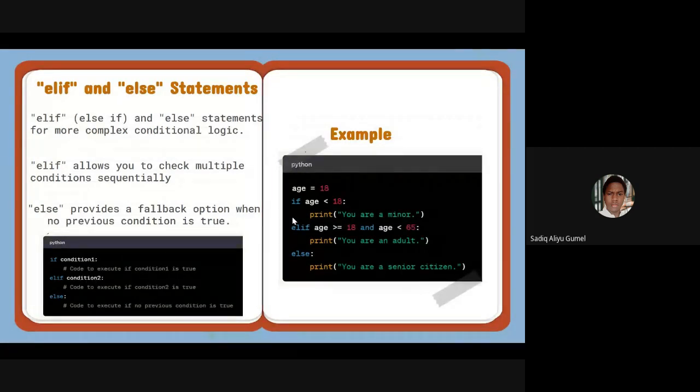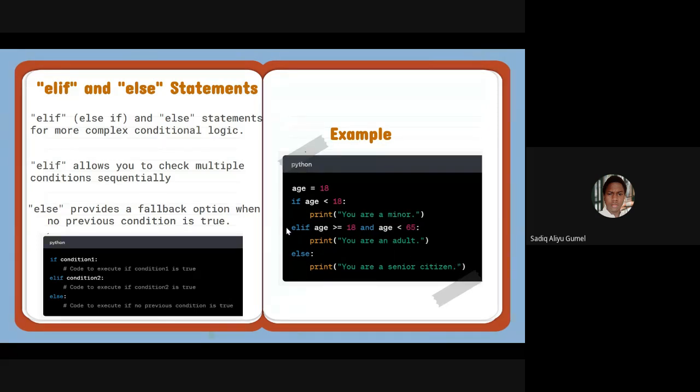So here is a code snippet of testing an age. You can see we said if age is less than 18, then we'll print that you are a minor. When this if statement is not executed, then we'll move on to elif, which says else if age is greater than or equal to 18 and age is less than 65, you are an adult. Otherwise, the fallback condition with else is to print you are a senior citizen.